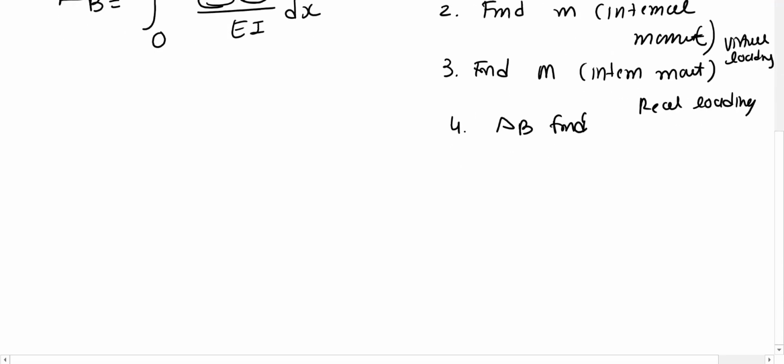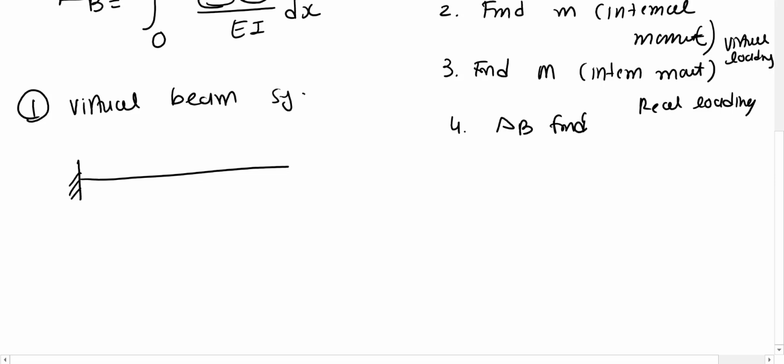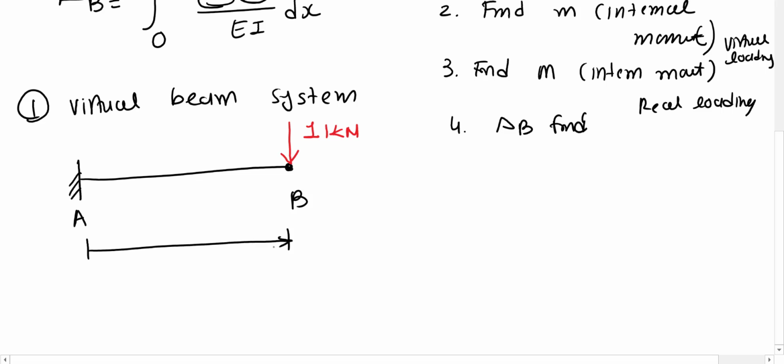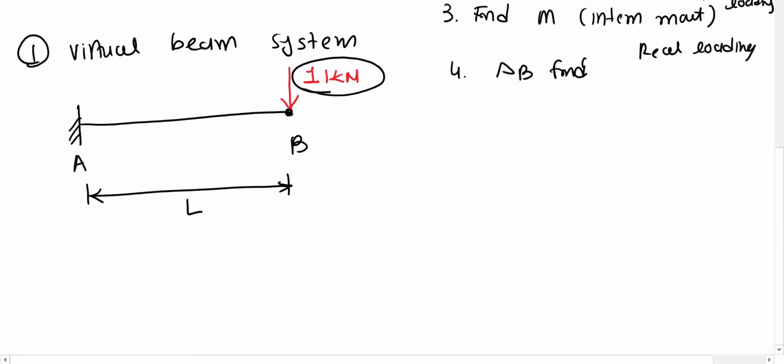Now here we would like to find those things. If you have this beam, first we draw the virtual beam system. In that virtual beam system, it's very simple. We just remove all the loadings from the beam, and we put one virtual load where we want to find the deflection. Let's say 1 kilonewton is the virtual load at length L. The main aim of this virtual work method is that we apply this virtual load where we would like to find the deflection.